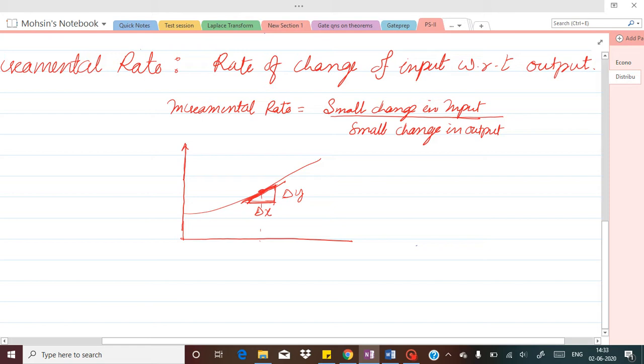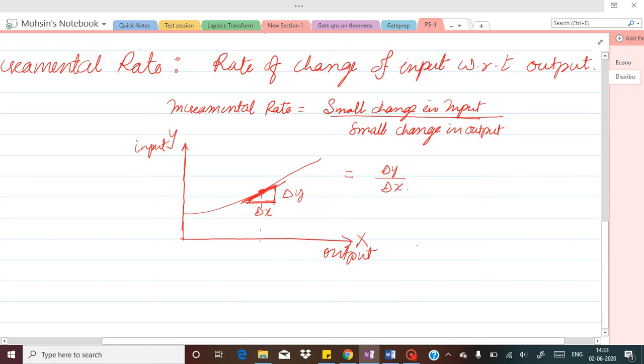So what is the incremental rate here? It is nothing but the ratio of the change in the input to the change in output. So x is output here. Because we had written input here and output here, the small change in input is delta y, and here it is delta x. This is just for example.